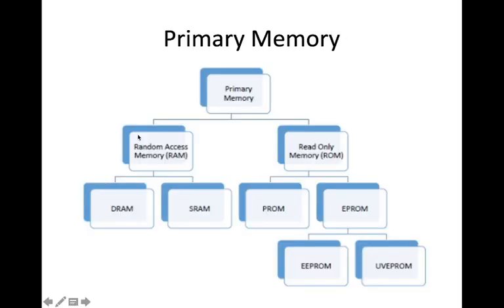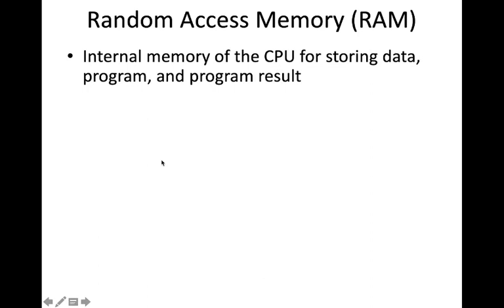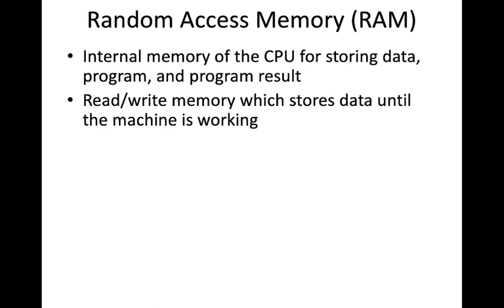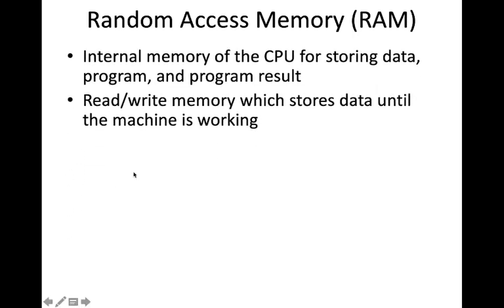We'll see random access memory first. It is the internal memory of the CPU. It is used for storing data, programs, and also program results. The CPU will always be accessing this primary memory, the RAM. It is a read-write memory which stores data only while the machine is working. It is a volatile memory, so data will be lost when power goes off. It is a read-write memory: we can read from it, or we can write to it.